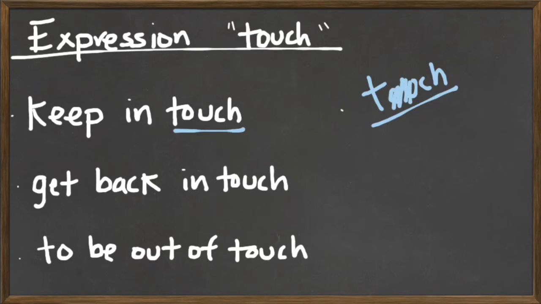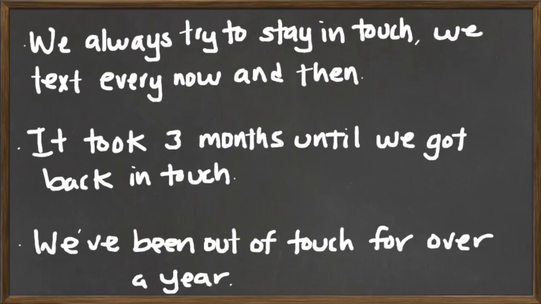Let's imagine that we don't have this letter, and we have a different one. I will go with O. I don't know that it's not exactly accurate, but it's the closest touch. So the sounds would be like in this. Let me erase that so it doesn't look ugly. Yeah, so we have one more time: keep in touch, get back in touch, and be out of touch. Let's give some examples with those.